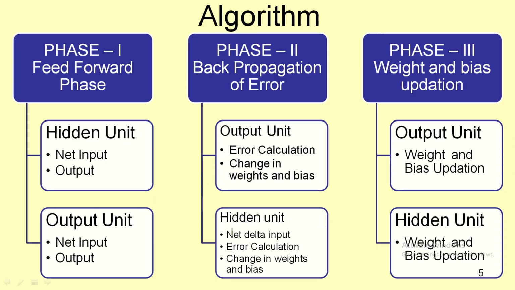See, the algorithm of this feed-forward neural network has been studied under three phases. In the forward phase, backpropagation of error, weight and bias updation. When you take the case of the forward phase, you need to do the calculation of the values both in the hidden unit as well as in the output unit.